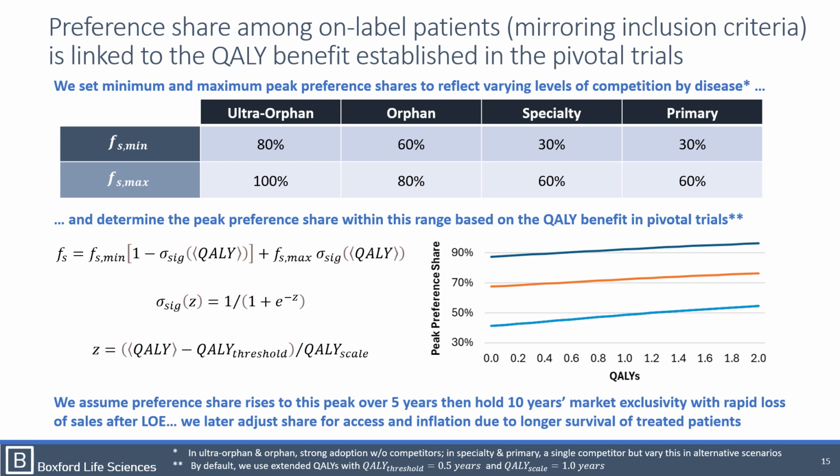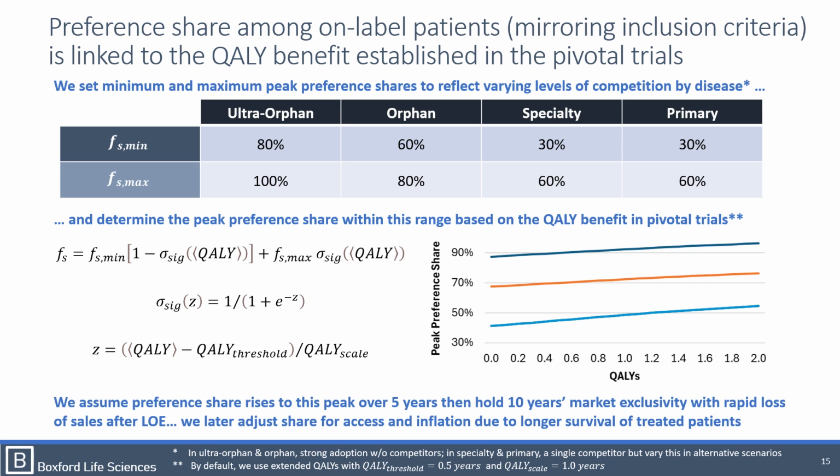We have a peak preference share that varies between a minimum and a maximum value, and we use the QALY value to interpolate between those two, so that if we have a very poor QALY benefit, we tend to be at the minimum, and with a very strong QALY benefit, we tend to be at the maximum. We see in the plot at the bottom right how the QALY benefit changes the peak preference share within each of these bounds.